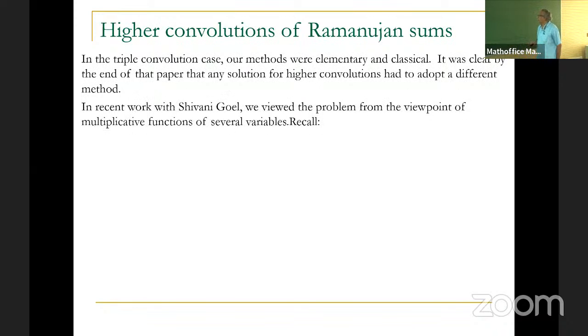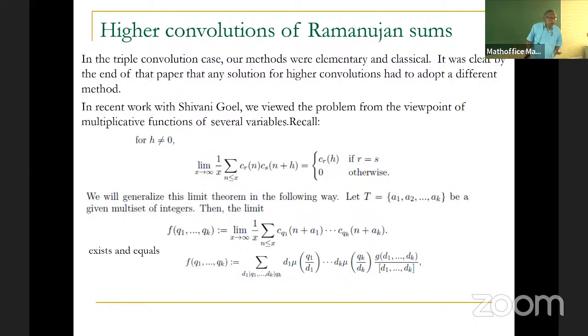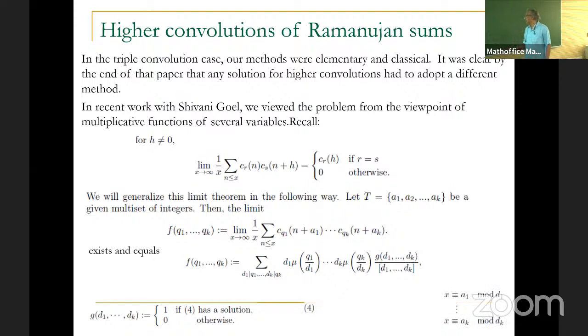And in recent work with Shivani Goel, we viewed the problem from the vantage point of multiplicative functions of several variables. So recall that we had these results. The question is, if I took higher and higher convolutions, how do I analyze this sum? It turns out that this limit actually exists, and this is a multiplicative function, and it equals this, which looks messy, but it's not. What is this g function? The g function is equal to 1 if the system of congruences has a solution and 0 otherwise. So it's basically the Chinese remainder theorem issue.